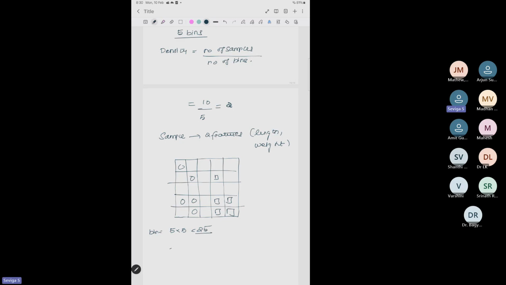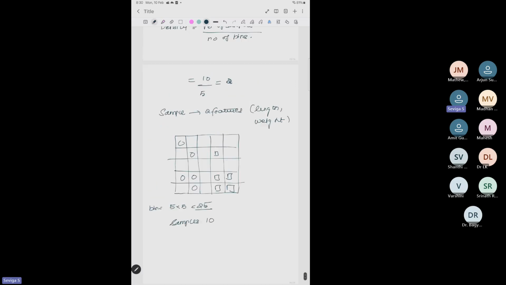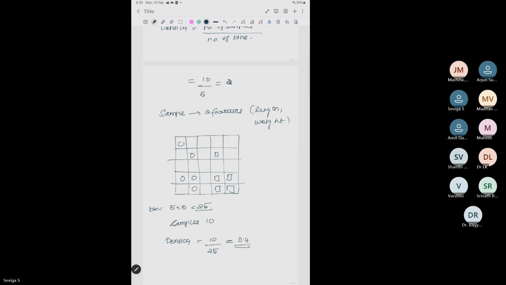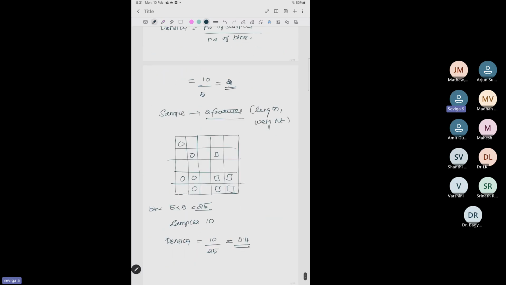And the number of samples here is 10. To find the density of the samples here, the density is given by the number of samples divided by the number of bins, which is approximately 0.4. So previously, with one feature, each bin had 2 samples. Here, we have 25 bins, and for each bin we have 0.4 samples. Here we have two features.